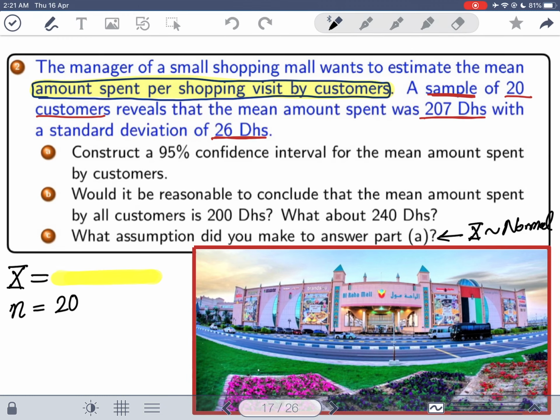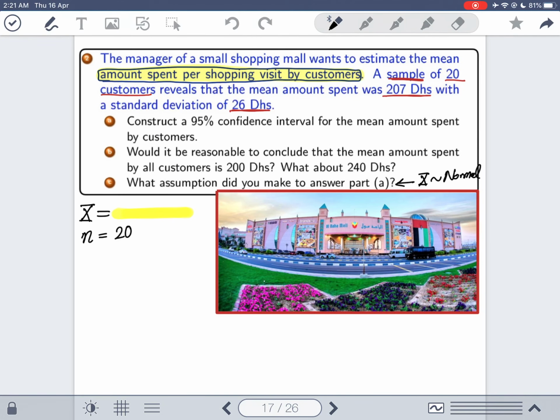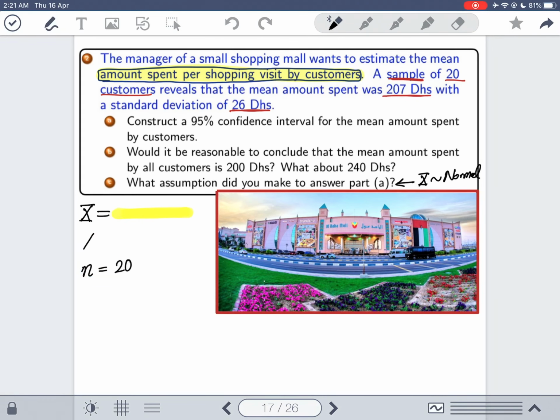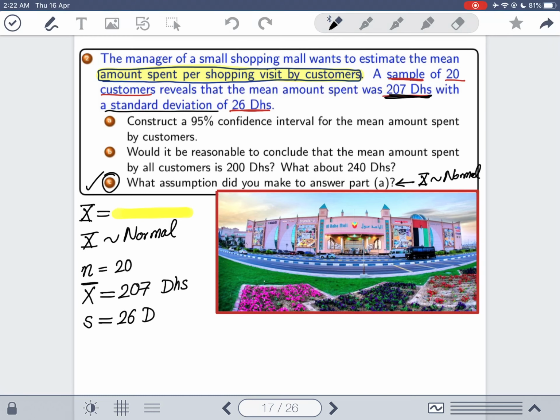Good. So now we solved C already. I can even put it here. Let's just say that X must follow a normal distribution so we can solve the question. X is normal, and this way we solved part C. N is 20, and let's continue reading. Reveal that the mean amount spent was 207 dirhams. This is X bar, the sample mean, 207 dirhams, with a sample standard deviation of 26 dirhams. So here S is given, not sigma. S is 26 dirhams.